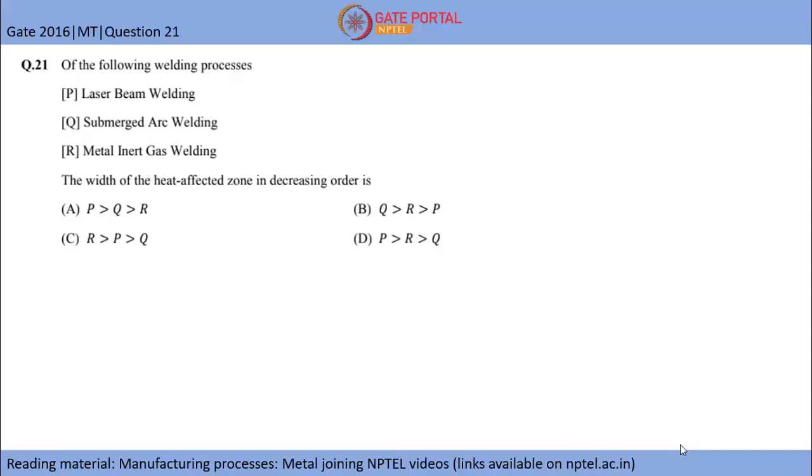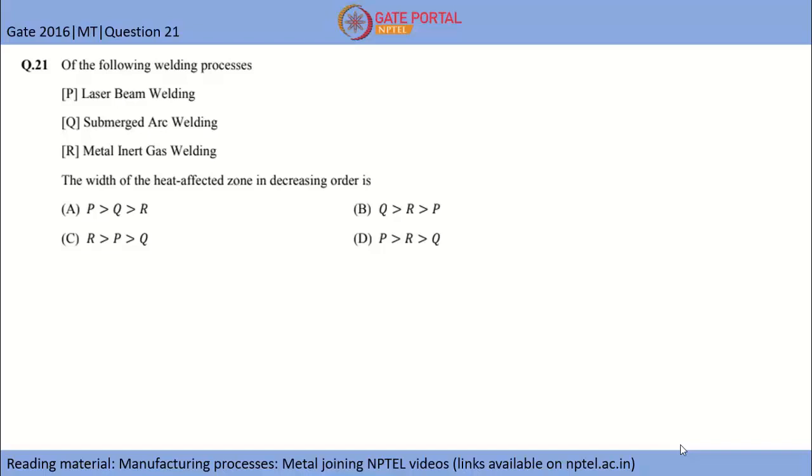This is question number 21, GATE 2016 Metallurgical Engineering. Of the following welding processes, P is laser beam welding, Q is submerged arc welding, R is metal inert gas welding. The width of heat affected zone in decreasing order. So the options are: A, P greater than Q greater than R. B option is Q greater than R greater than P. C option is R greater than P greater than Q. And D option is P greater than R greater than Q.